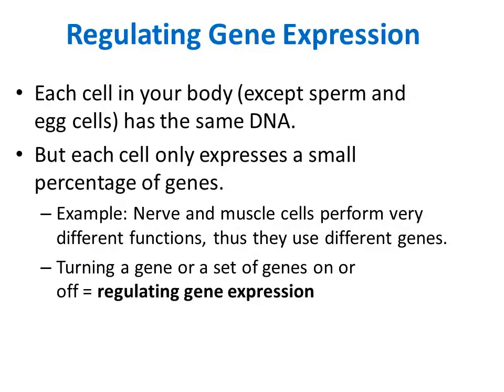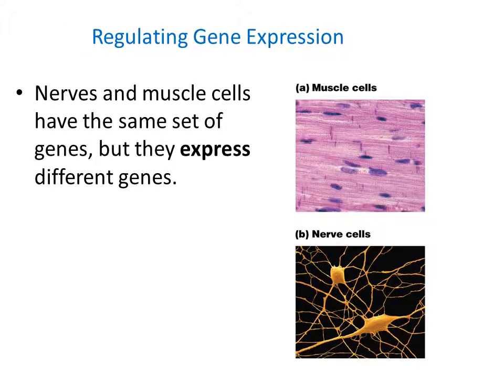So how do we actually regulate this whole process? We know that each cell in your body has the exact same DNA, but each cell only expresses a small subset of those genes. So if we're talking about nerve cells and muscle cells, they have the same genes, but they have vastly different functions, and this is due to the fact that they express genes at different times. So it's really this turning on and off of genes that allows you to have our specific functions.